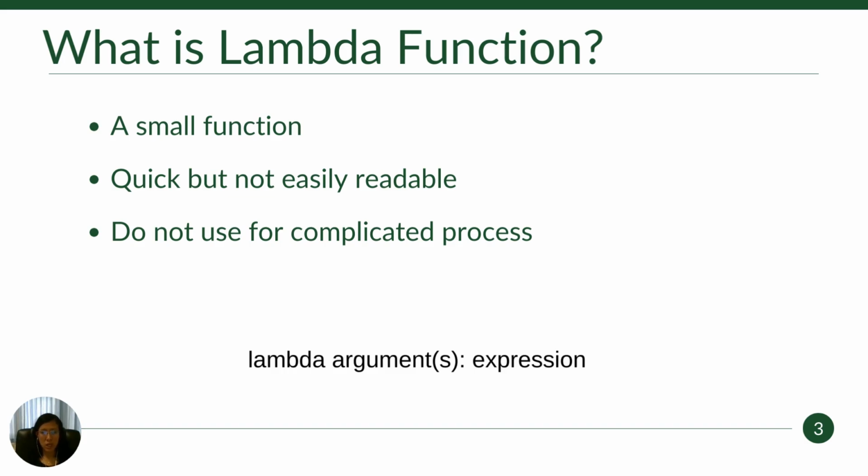A lambda function, as the name suggests, is a small, quick, easy way of writing a function at the cost of readability. So we shouldn't use a lambda function for a complicated process; this is mainly for simple processes. How can we write a lambda function? This is the syntax. You start with the keyword lambda, followed by your arguments, a colon, and an expression.